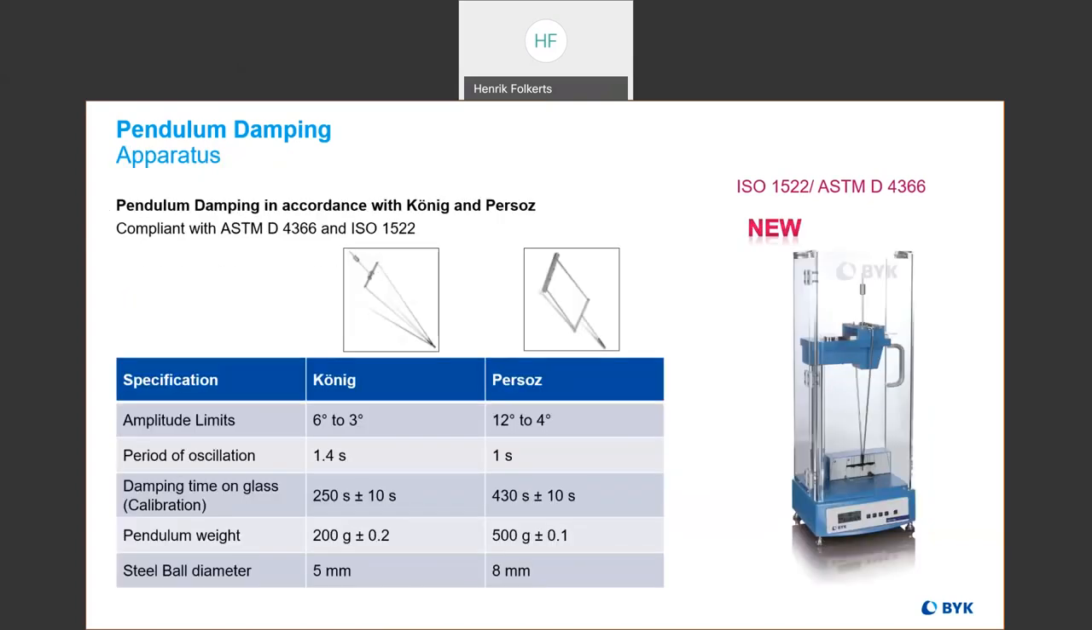This table gives you an overview of Koenig and Persoz. Here, it looks different. And you see also the amplitude limits, the damping time, the pendulum weight. According to Persoz, the swinging time is longer. Therefore, it is used for softer finishes.